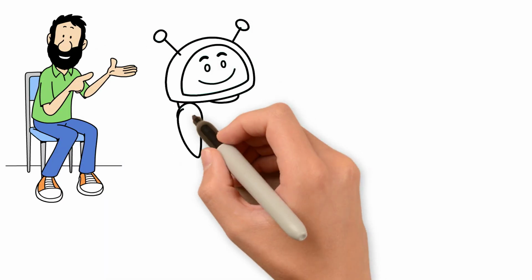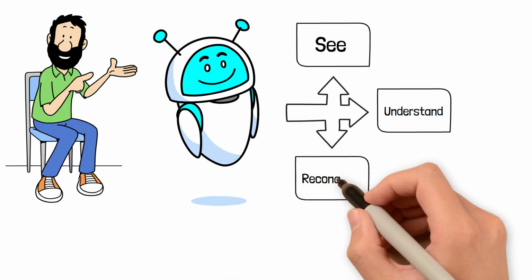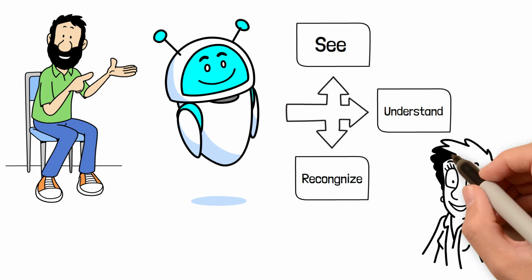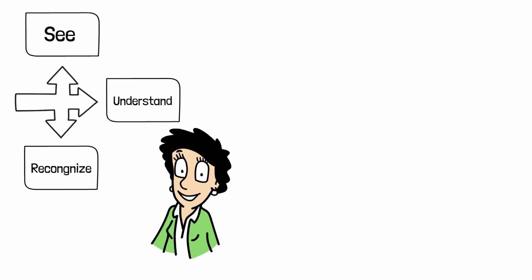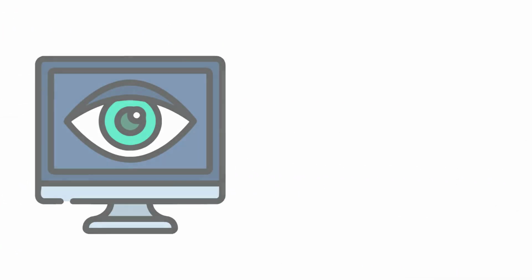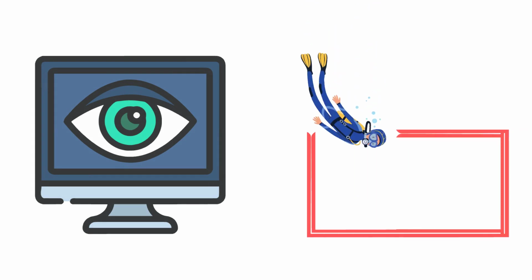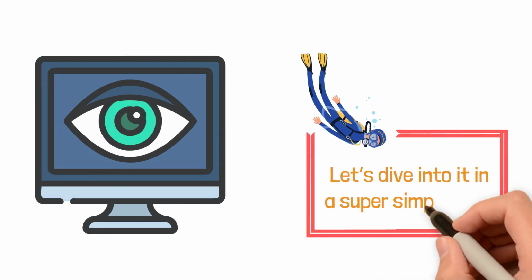Have you ever seen a robot that can see, understand, and even recognize faces or objects just like humans do? That amazing ability comes from something called computer vision. Let's dive into it in a super simple way.